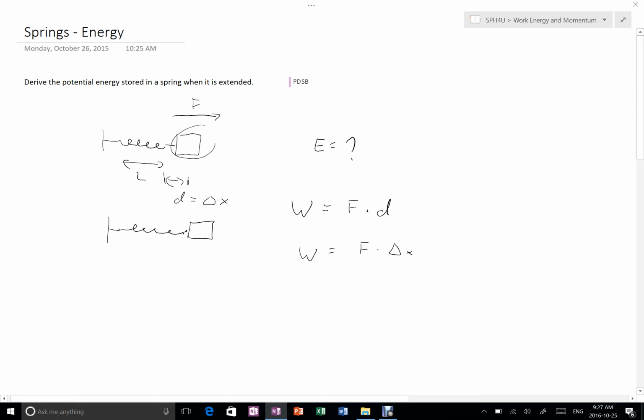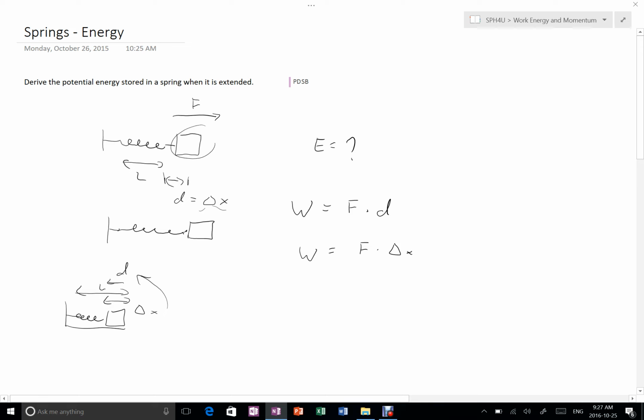And that would work equally well if instead I compressed the spring from its natural length by a distance d. Then we would see that the difference between the natural length and the current length is still delta x, and delta x and d are the same thing. So pull or stretch, however much we move this object from its natural length, that's the definition of compression or stretch.